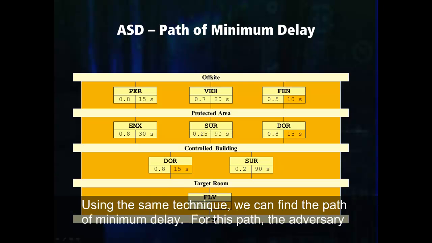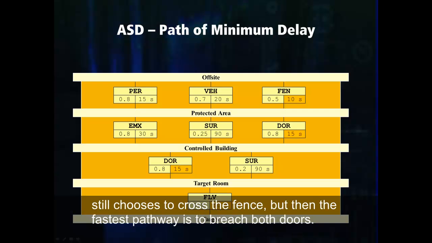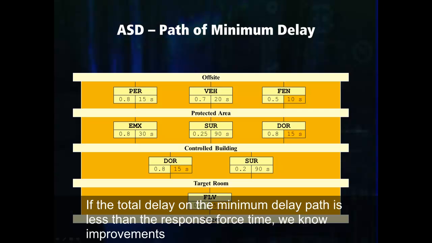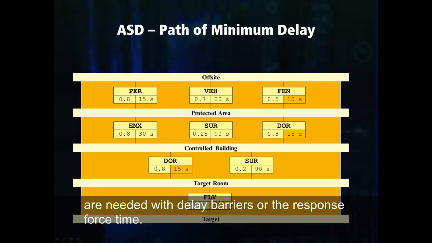Using the same technique, we can find the path of minimum delay. For this path, the adversary still chooses to cross the fence, but then the fastest pathway is to breach both doors. He still must penetrate the vault. If the total delay on the minimum delay path is less than the response force time, we know improvements are needed with delay barriers or the response force time.